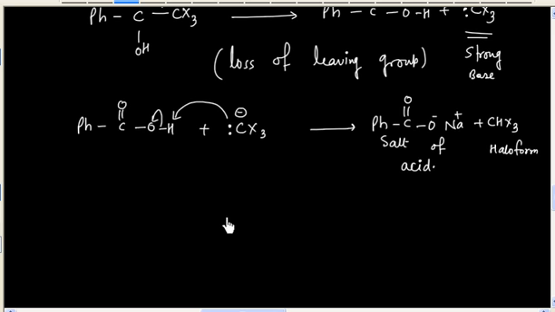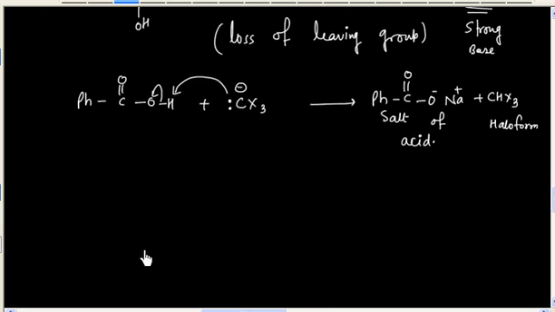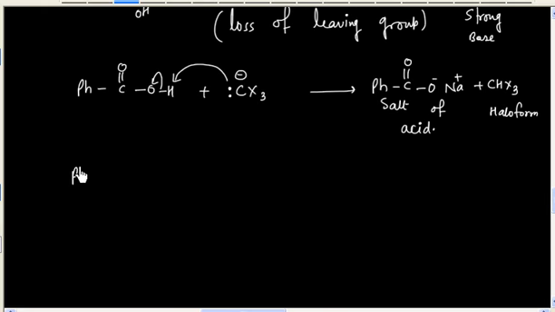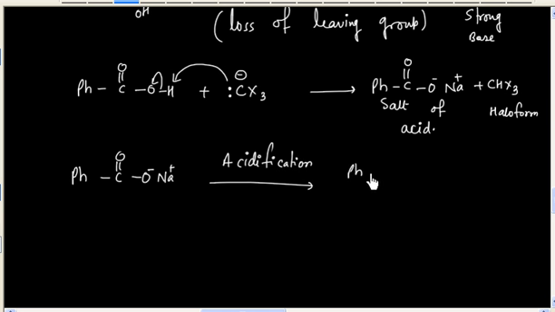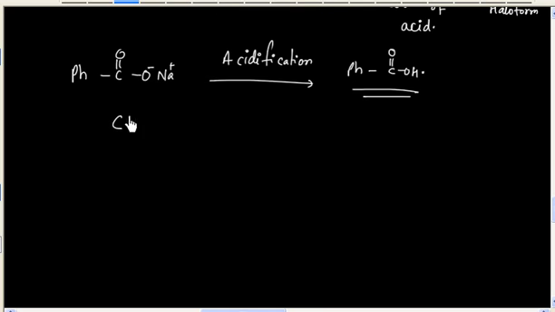The salt of acid can be acidified to give finally acid. So after acidification, this salt can be converted into acid. So this time we will have benzoic acid. This molecule is called haloform. CHX3 is called haloform.